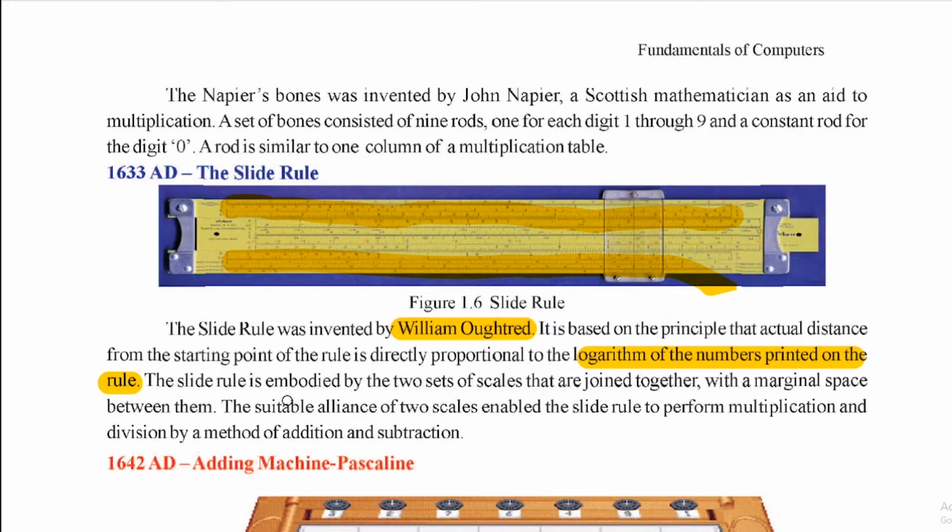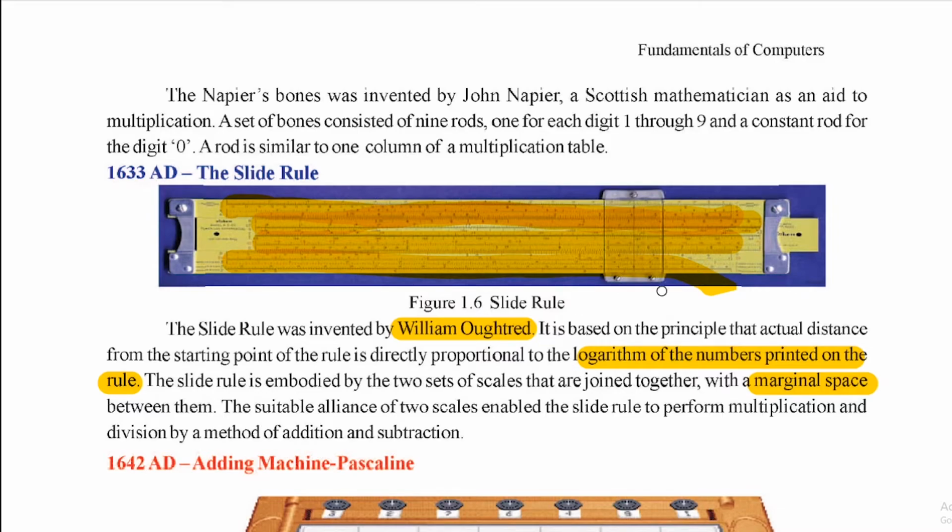The slide rule is made of two sets of scales joined together. You can see one scale here, with some distance between, and another scale here. So there is some gap between them. These two sets of scales are joined together with a marginal space. There is some space in between. You can see this space, the space between them.